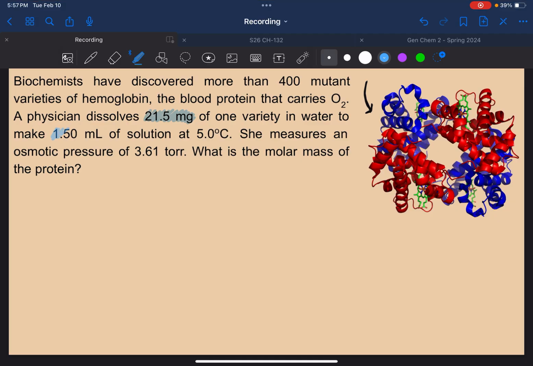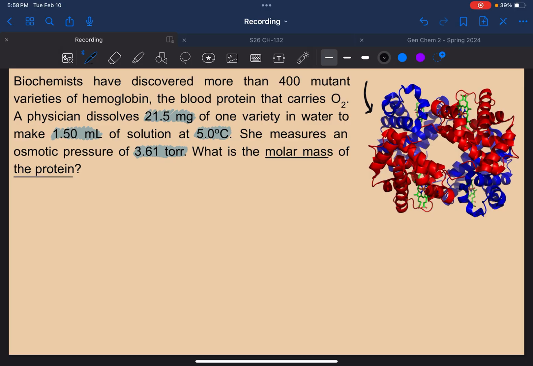That makes a total solution volume of 150, and she is doing this at 5 degrees Celsius. And this is pretty typical for biochemistry experiments. They're small scale, kept cold. And we are told that she measures the osmotic pressure, and she measures that as 3.61 torr. We are asked, what is the molar mass of the protein?